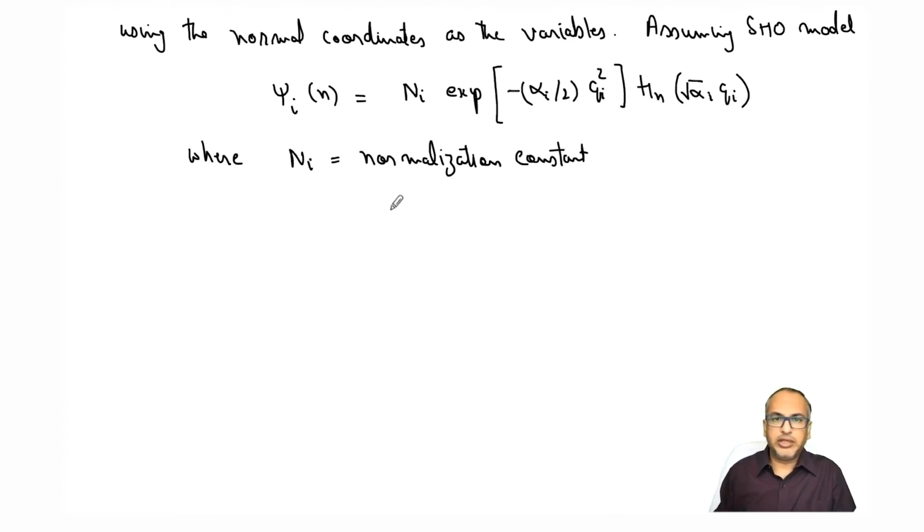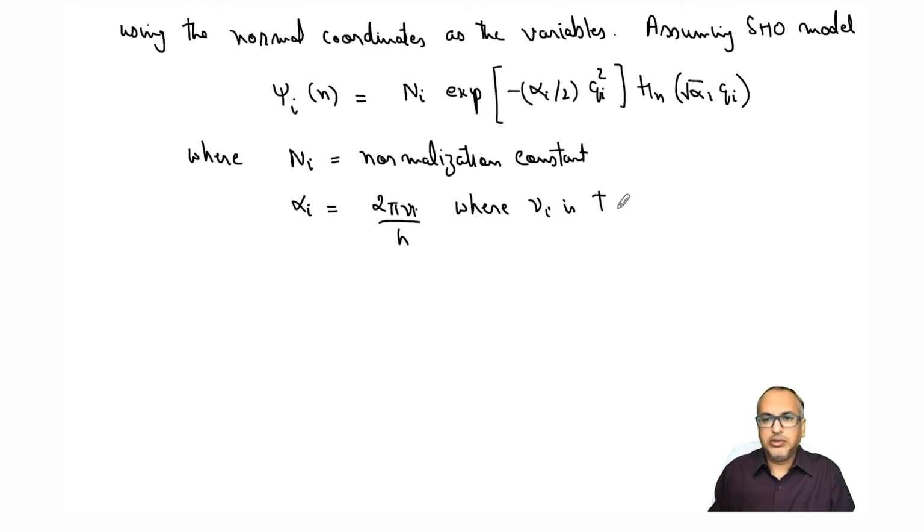Now what is the next one? Alpha i. Alpha i is 2 pi nu i by h, where nu i is the frequency of the ith normal mode.